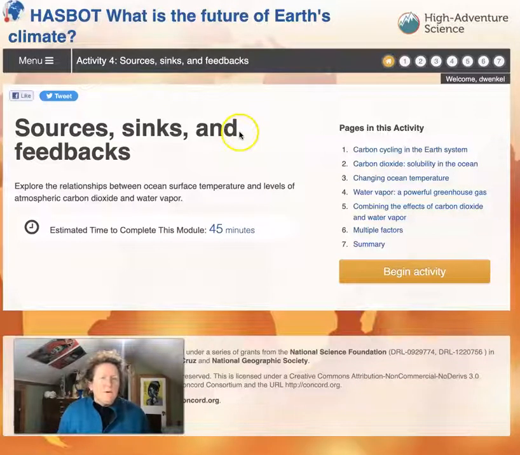Hello scientists, we're going to work on activity 4 in the Concord Consortium High Adventure Science module called What is the Future of Earth's Climate? We're working on sources, sinks, and feedbacks in Earth system models of climate change. So let's go look at carbon cycling in Earth systems.